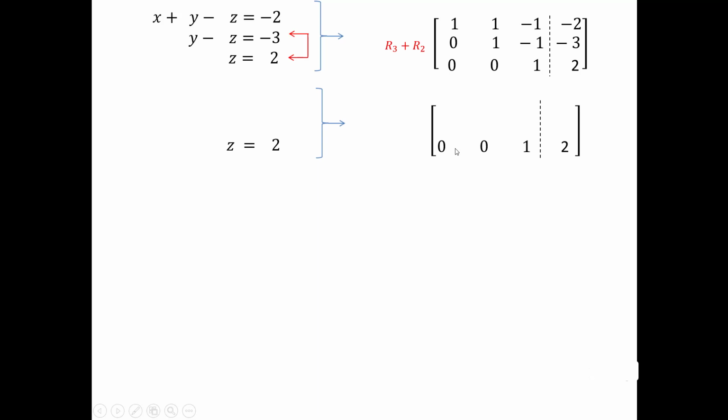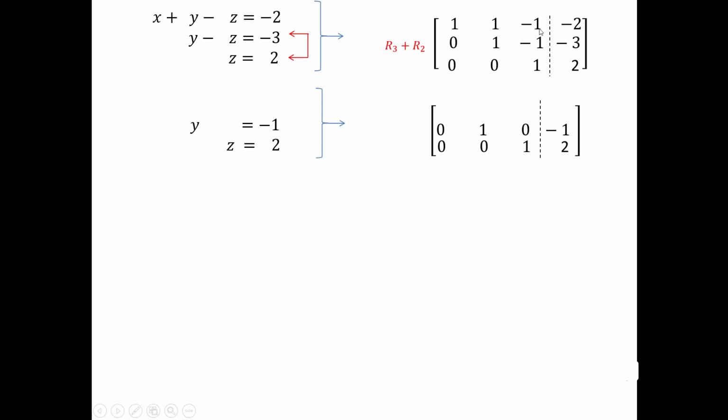I already have the correct form for the bottom line. And now I'm just going to add the last two rows. 0 plus 0 is 0. 1 plus 0 stays 1. Negative 1 plus 1 becomes 0. And now, most importantly for the answers, negative 3 plus 2 becomes negative 1. And if I now rewrite that equation, that means that I simply know the y value at this point because there is no x and there is no z.